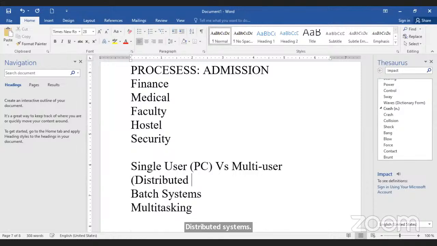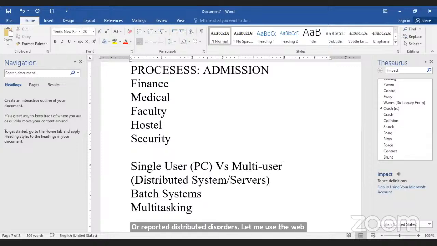Distributed systems. Or we call it distributed servers. Let me use the word servers so that you get the concept. So multi-user, it allows more than one user to use the system.